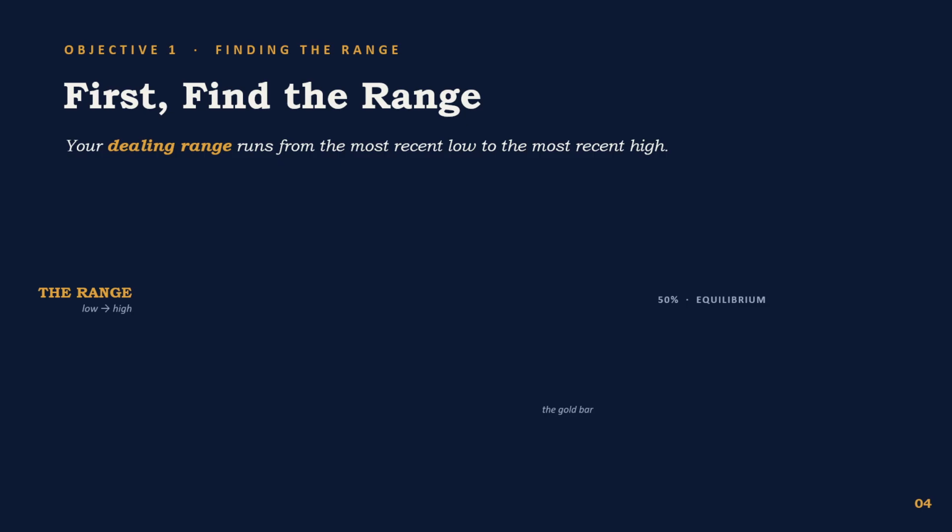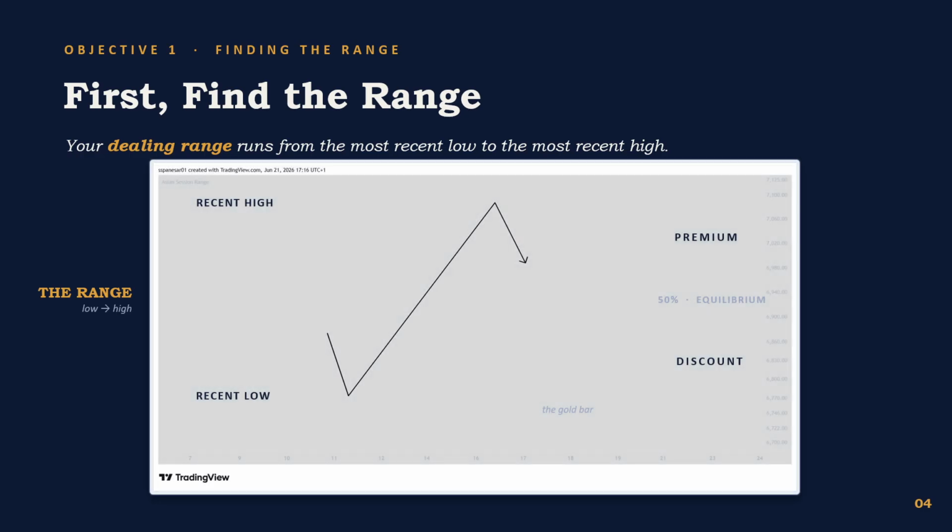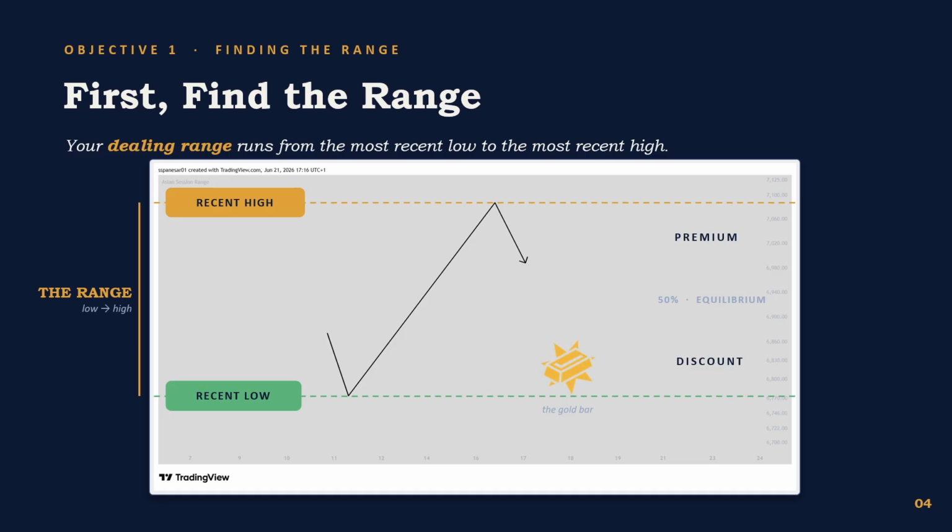So how do we actually transfer this skill of premium and discount to the charts? So your dealing range is the most important thing. So I want you to imagine this. This is a schematic. So imagine you have here a structural low and you have a structural high. This is why it's important to understand market structure. But once you've understood market structure, you have your most recent low, most recent high. And where does that gold bar sit in this dealing range?